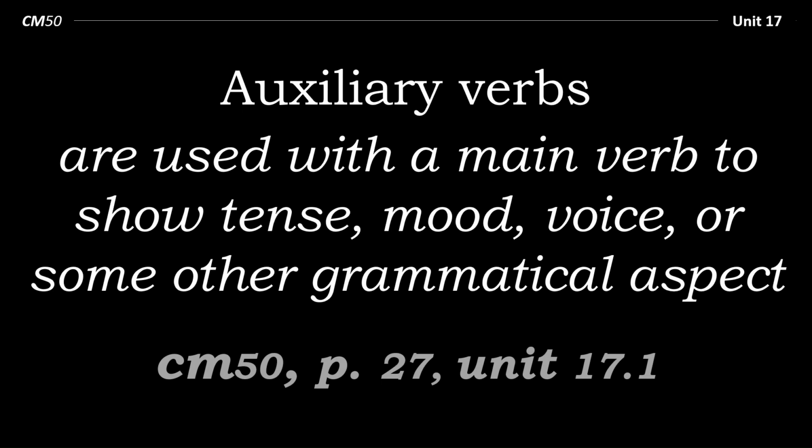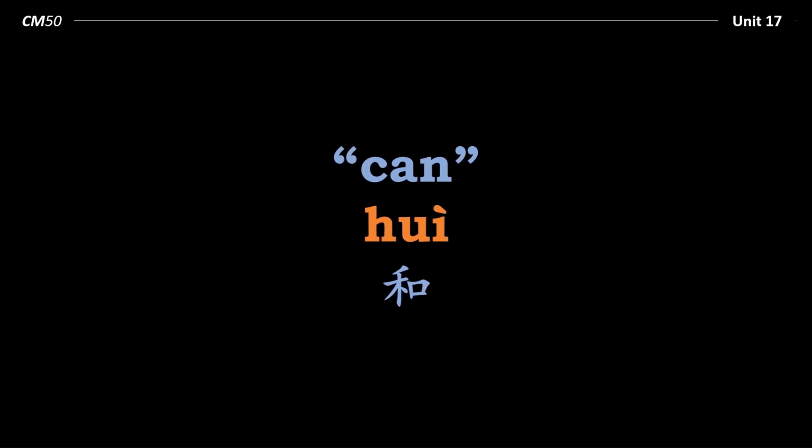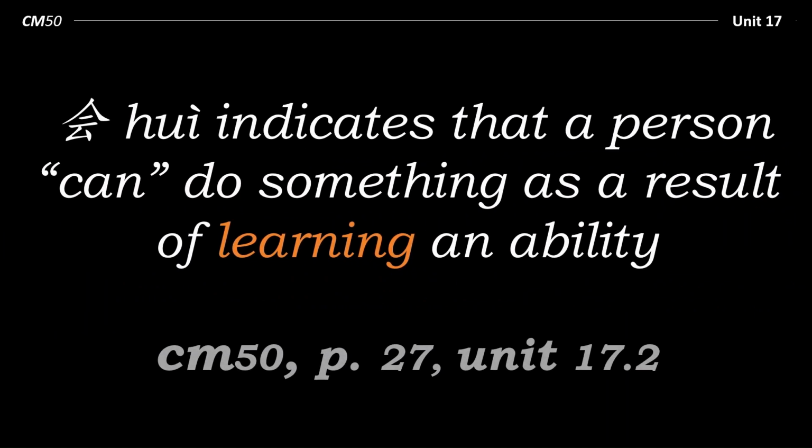So the three auxiliary verbs we'll look at in this lesson are can, 会, can, 可以, can, 能. So as we can see, three words that will be translated into the same word in English, but they have different meanings and functions. First of all, let's focus on 会. This means can, but it indicates that a person can do something as a result of learning an ability.